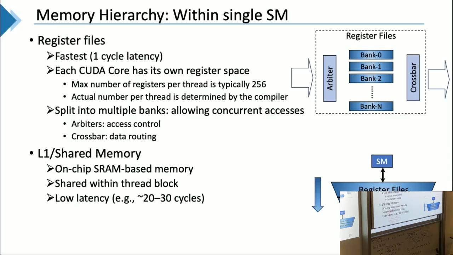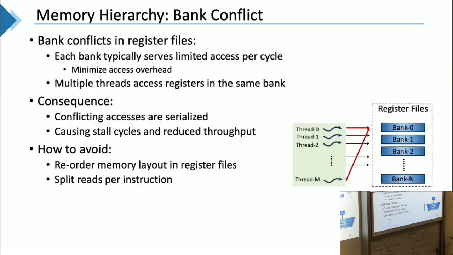The SRAM is shared within the thread block. Part of the reason this is very important is that it restricts the theoretical maximum number of thread blocks in your program. We will have some tutorial questions related to this, but here you need to remember that the shared memory is shared within the thread block. The access latency is usually 20 to 30 clock cycles.